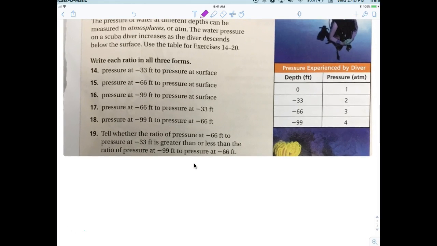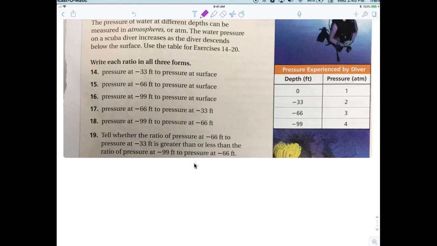Okay, so here we go. Listen, it says write each ratio in all 3 forms. Do I care about all 3 forms? No. I just want it as a fraction. So the pressure at -33 feet to the pressure at the surface.